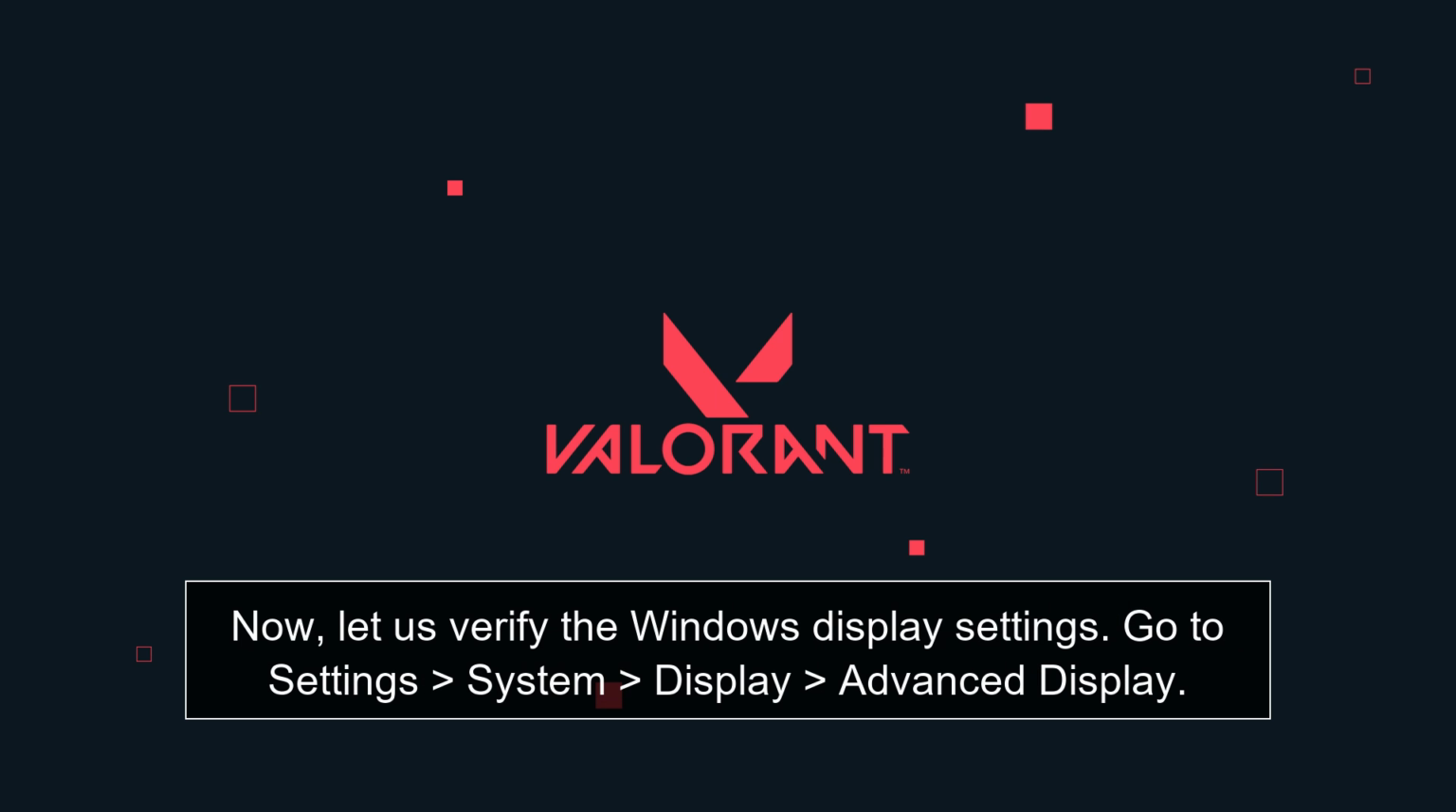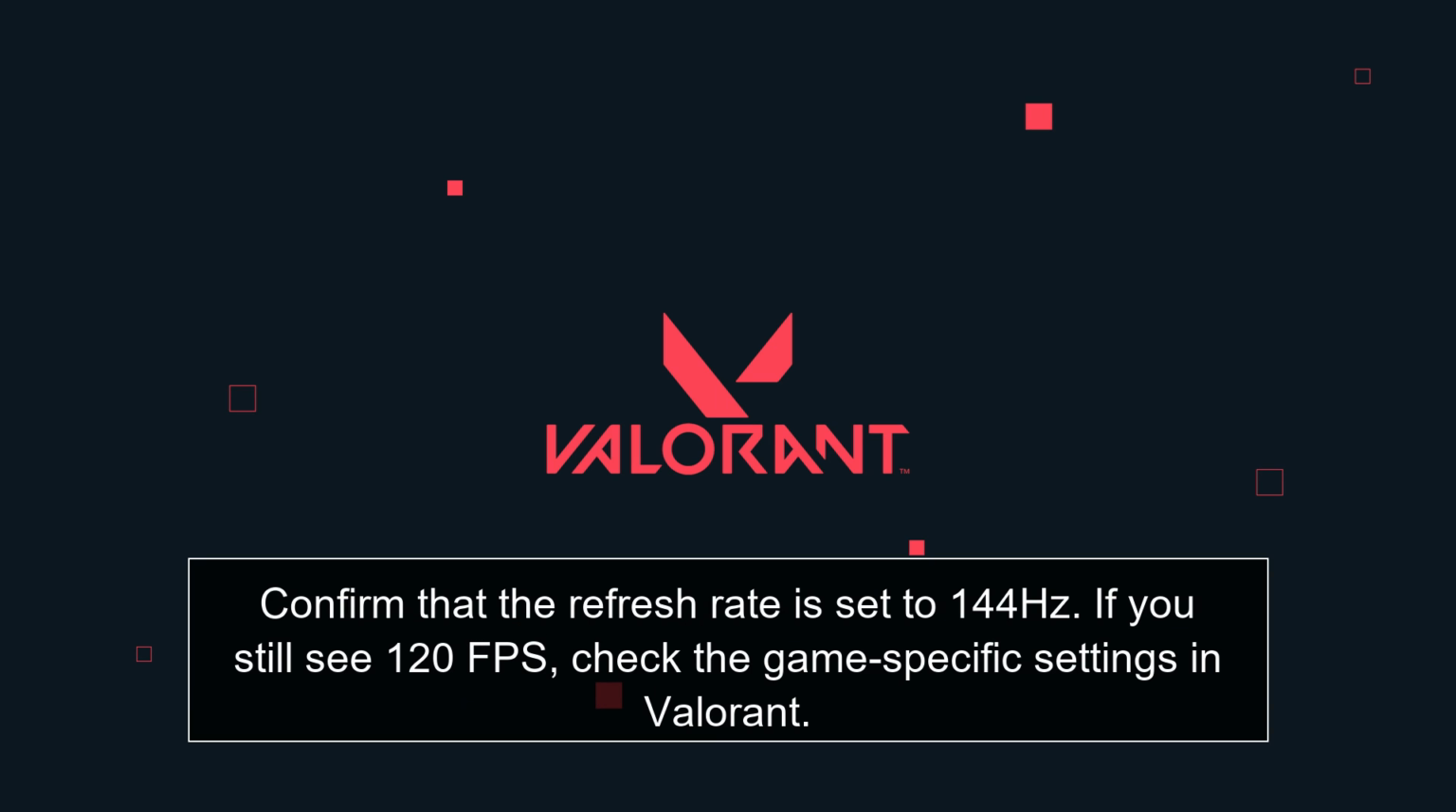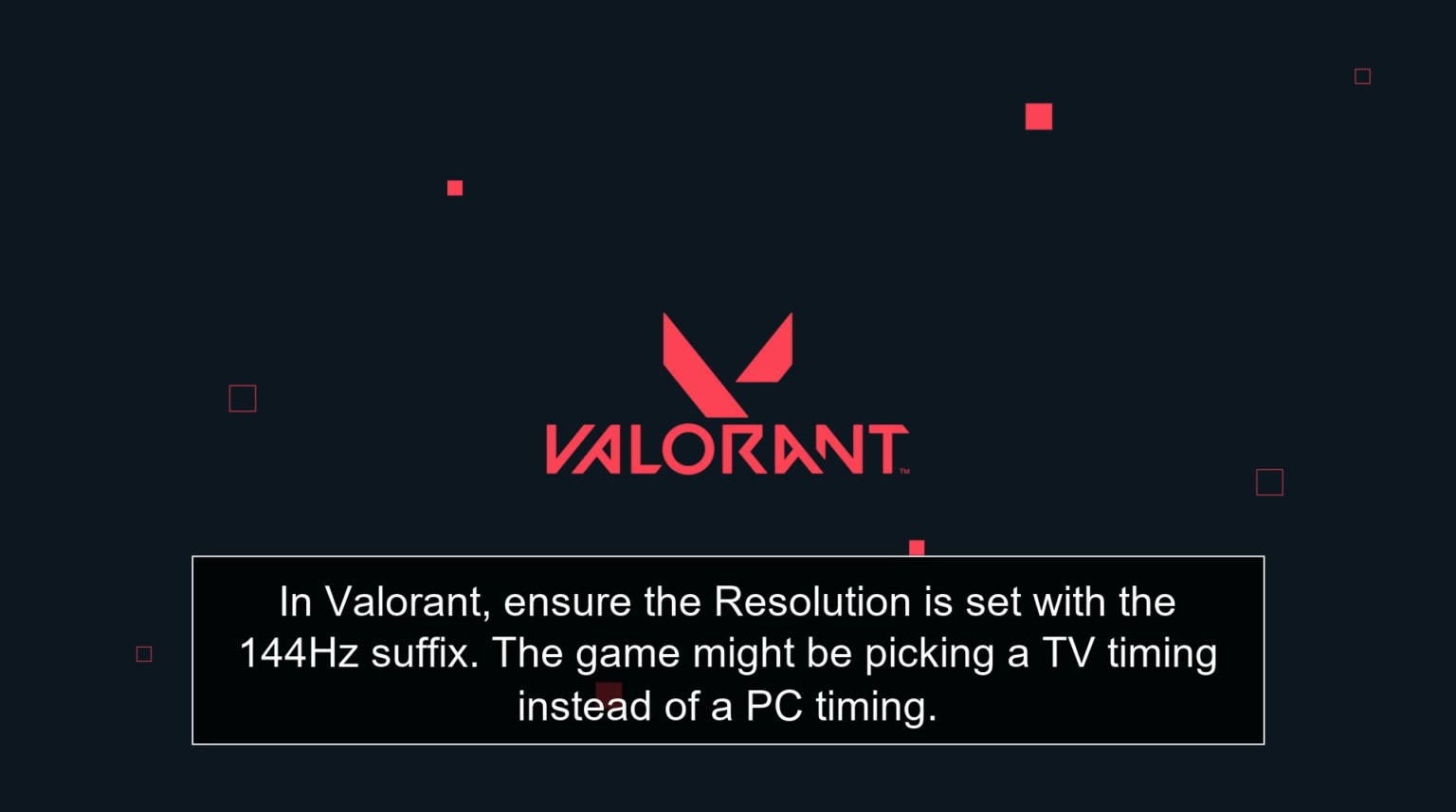Now let us verify the Windows display settings to ensure the base refresh rate is correct. Go to Settings, then System, then Display, and click on Advanced Display. Confirm that the refresh rate is set to 144 Hz. If you still see 120 FPS, we need to check the game's specific settings in Valorant. In Valorant, go to Video Settings and ensure that the resolution is set correctly with the 144 Hz suffix.